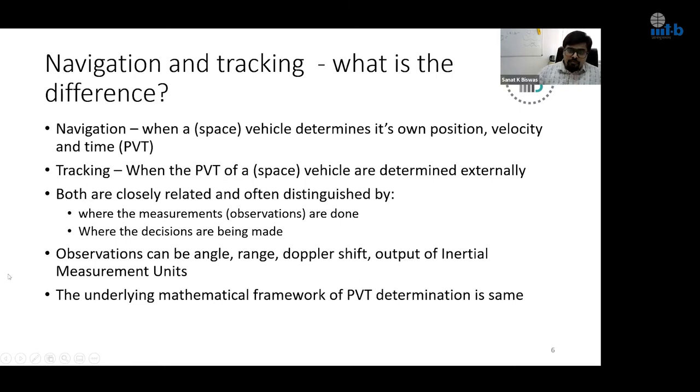So what are these observations or measurements? Mainly angle, range, Doppler shift, and output of inertial measurement units. These are observations, and nowadays sometimes visual-based observations are also used. But we'll mainly focus on angle and range later on. The underlying mathematical framework for position and velocity determination is the same for navigation and tracking, which we will also see.